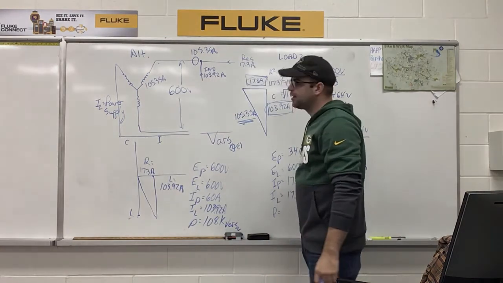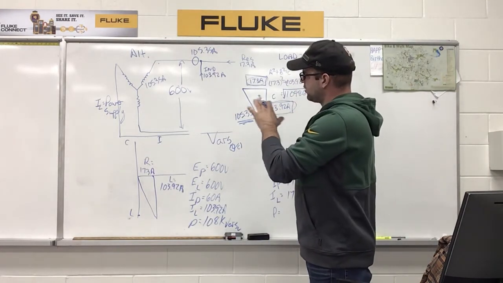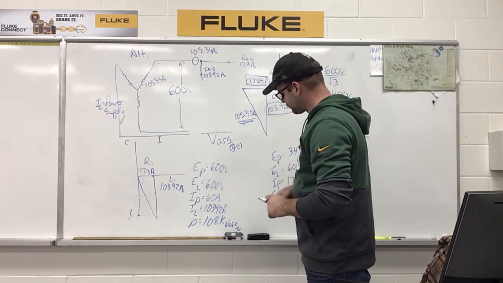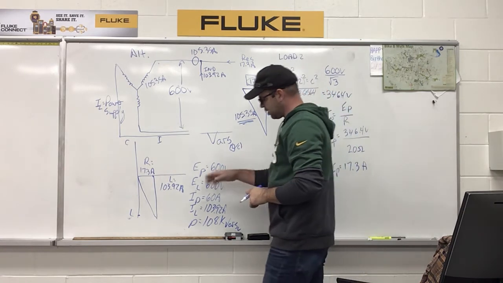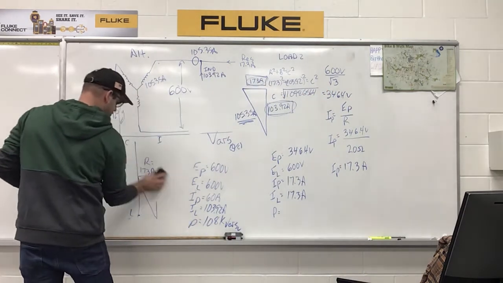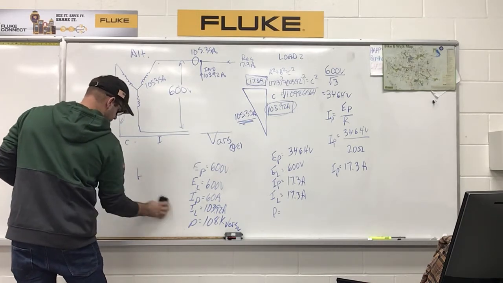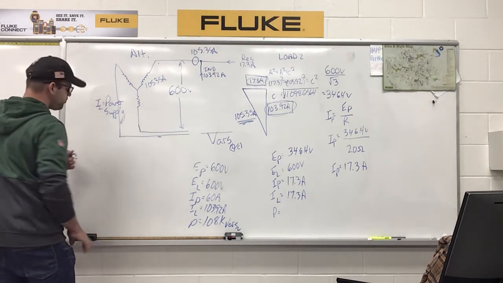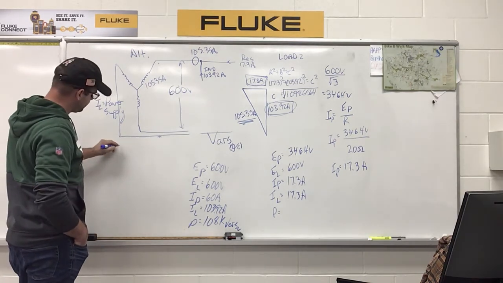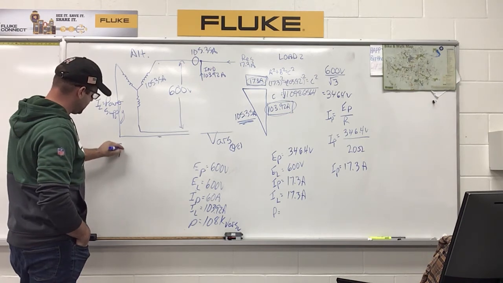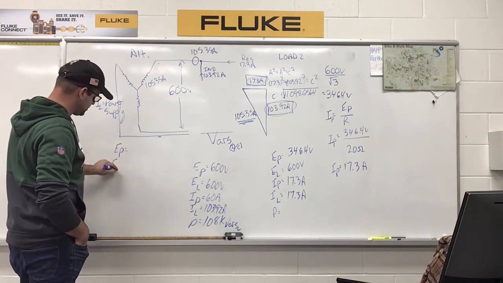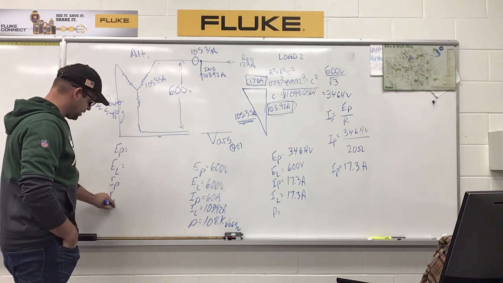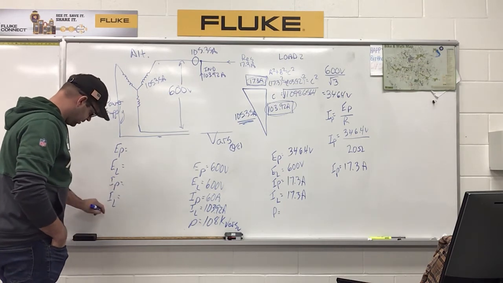So yeah, that's everything with looking at current. So we can say that it is 105.35, and I can now bring these values over. We will erase these. And we have our E phase, I can write down E line, I phase, I line, and our three-phase power.